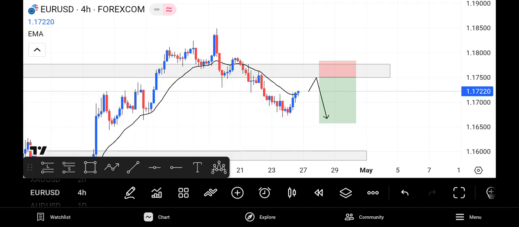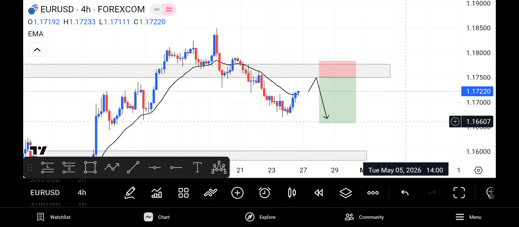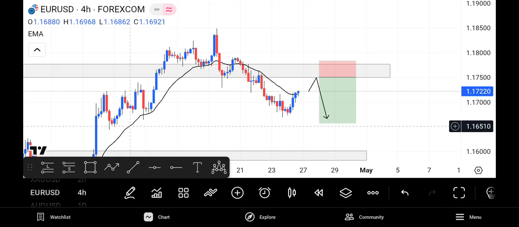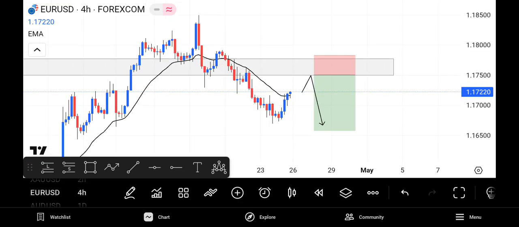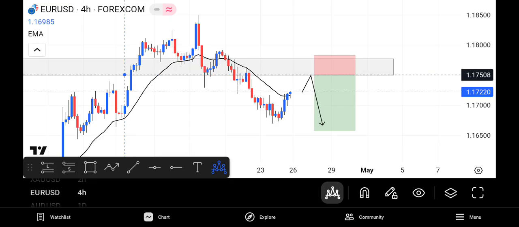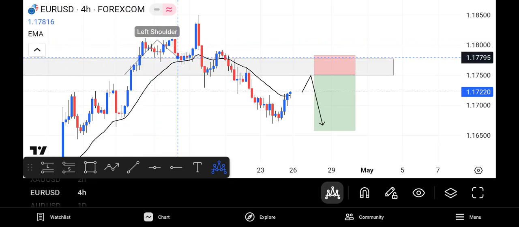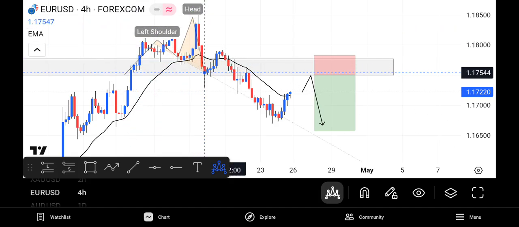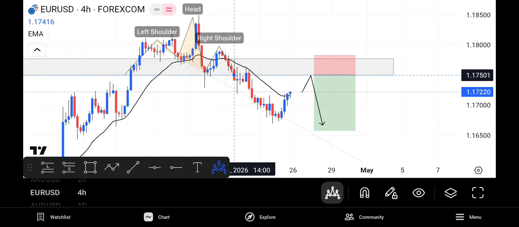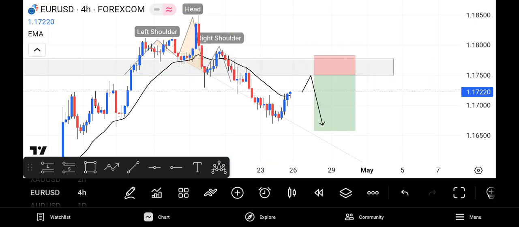And you might be asking, why do I set my take profit at this point right here? You can see right here, this is where the market is rejected from. So that's where I set my take profits. You can see there's a rejection point right there. And we can also see that this is giving us a head and shoulders pattern right here. This is our left shoulder, our head, and the right shoulder right here.